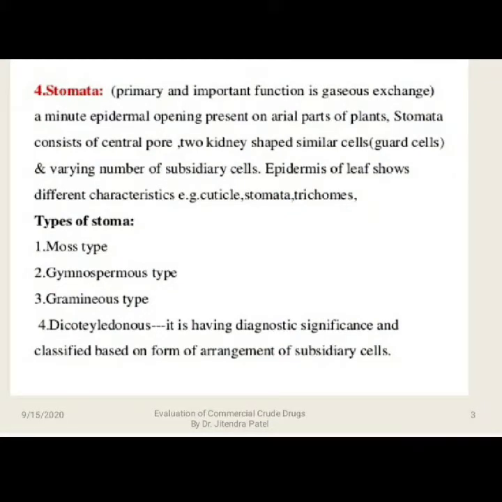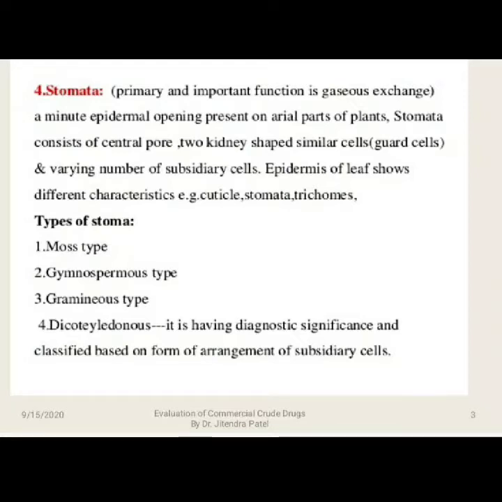Next, stomata: different types of stomata. Their primary and important function is gaseous exchange. What is the role of the stomata? It is involved in gaseous exchange. It is a minute epidermal opening present on the aerial parts of plants. The stomata consist of a central pore, two kidney-shaped similar cells called guard cells, and a varying number of subsidiary cells. The epidermis of a leaf shows different characteristics, for example cuticle, stomata, trichomes, right?